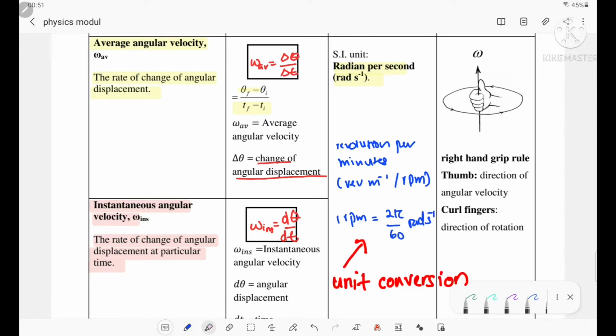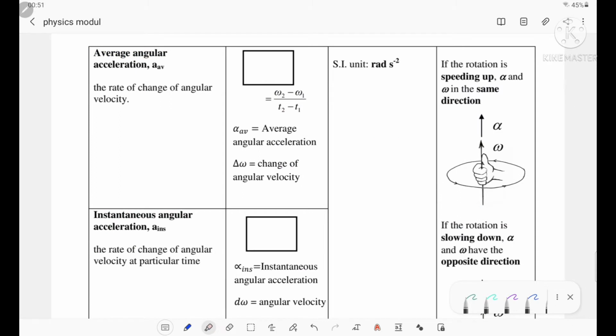The direction of the angular velocity can be determined by using the right-hand grip rule. The thumb shows the direction of the angular velocity, and the curved fingers show the direction of the rotation. Next, we have average angular acceleration. It is the rate of change of angular velocity. We can write average alpha is equal to delta omega divided by delta t.